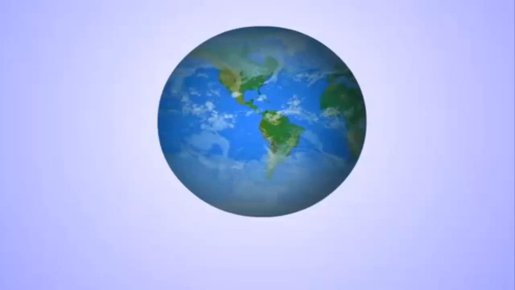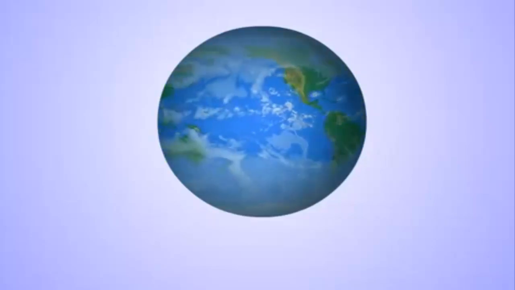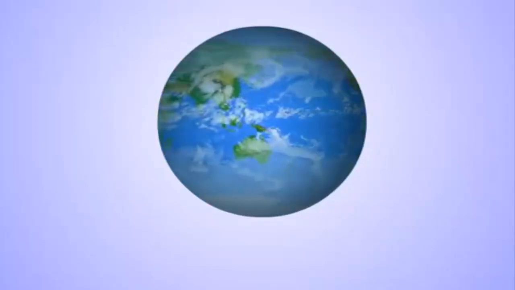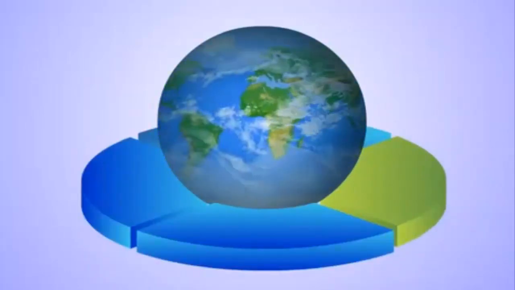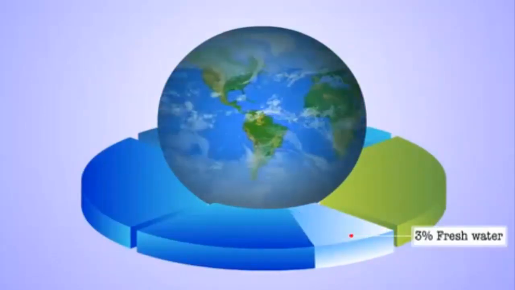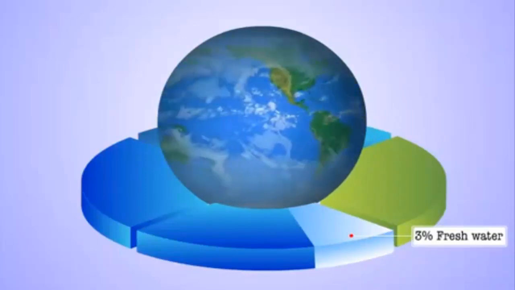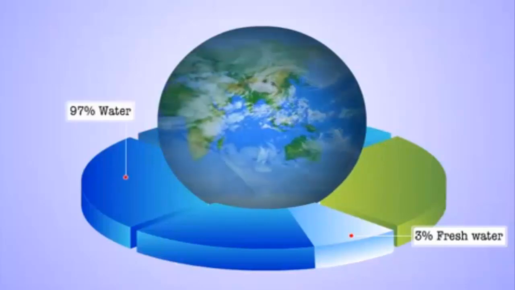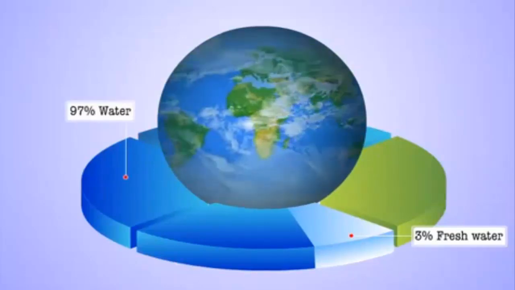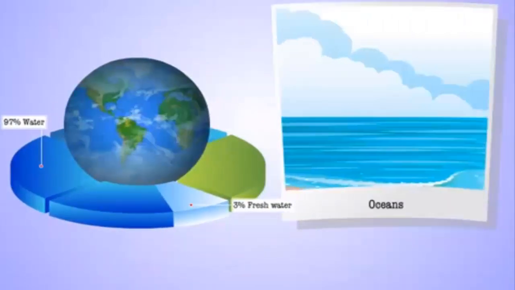Earth is a watery planet, yet water is a precious commodity. Can you guess why? This is because just 3% of all the water available on Earth is fresh water. The rest, 97%, is saline water of the oceans.